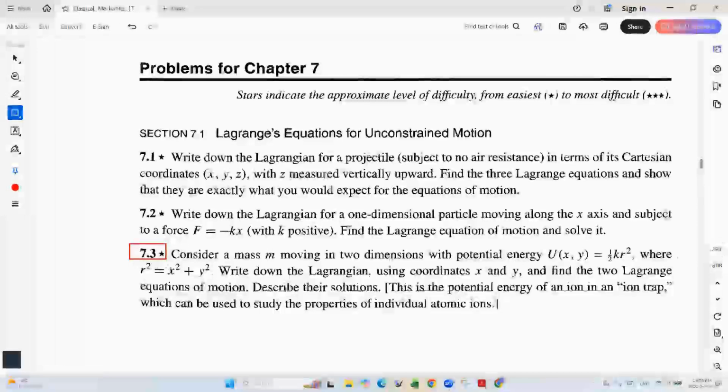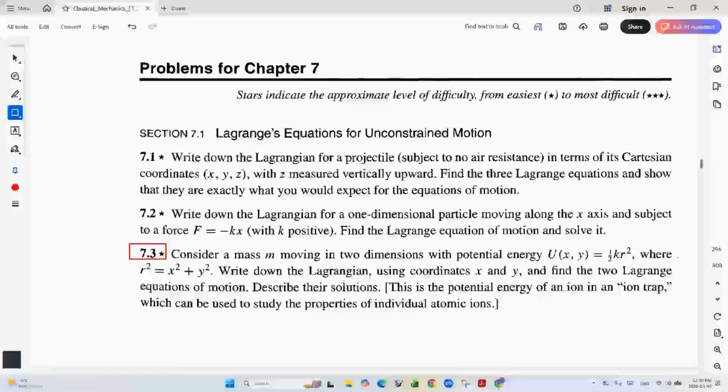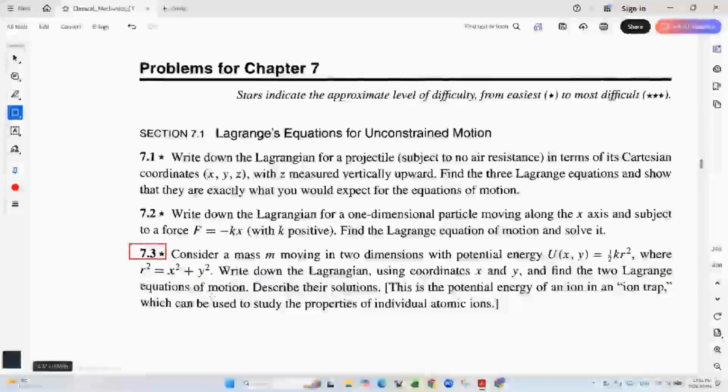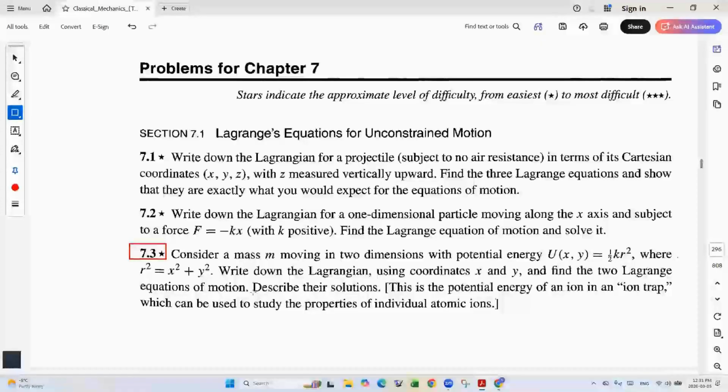Problem 7.3. Consider a mass m moving in two dimensions with this potential energy U. Write down the Lagrangian using coordinates x and y, and find the two Lagrange equations of motion. Describe their solutions.